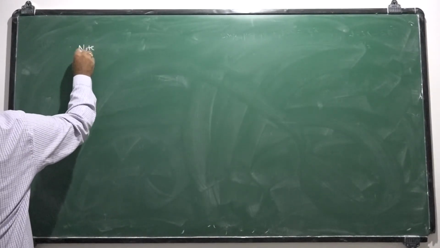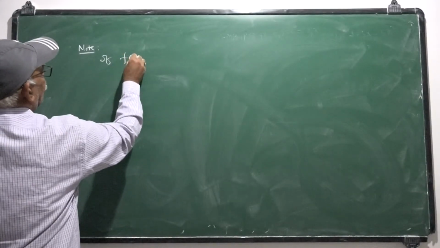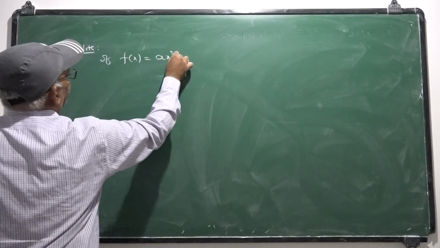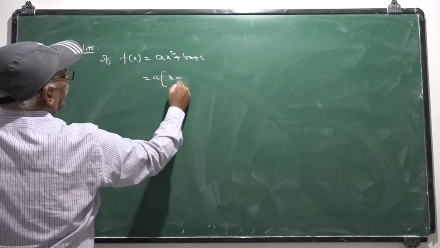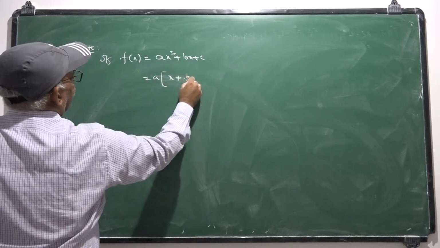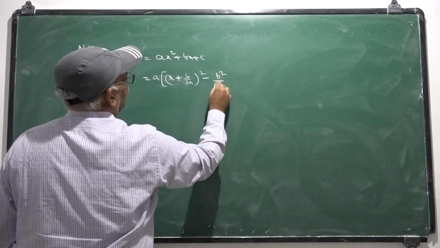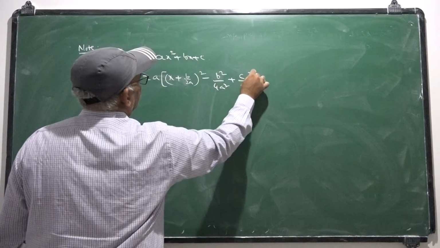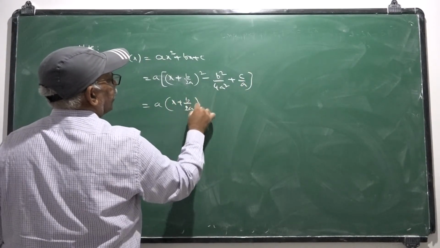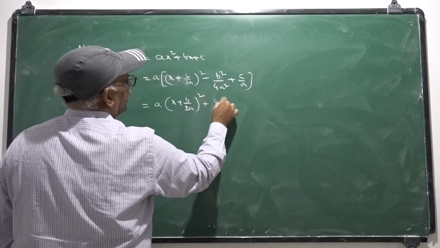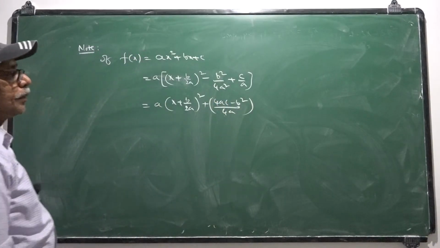Note point. If f(x) is a quadratic, ax square plus bx plus c, that is a into x plus b by 2a whole square minus b square by 4a square plus c by a. That is a into x plus b by 2a whole square plus 4ac minus b square by 4a. Okay.